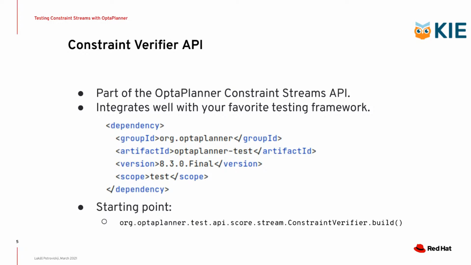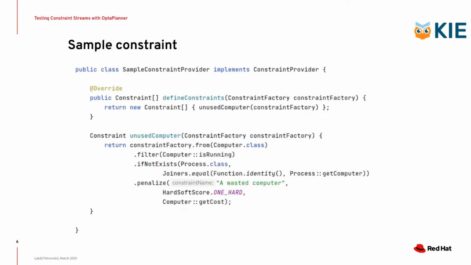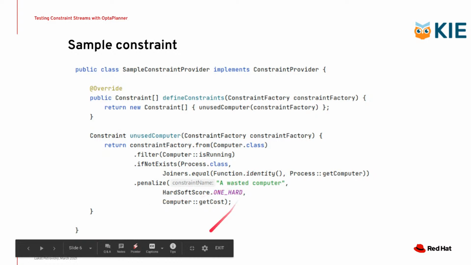So moving on. This is a sample constraint that we will be testing throughout this presentation. It's nothing fancy. It does implement the constraint provider interface as all the constraints need to. It only provides one constraint in a method called unused computer, and then the constraint is implemented here as a constraint stream.